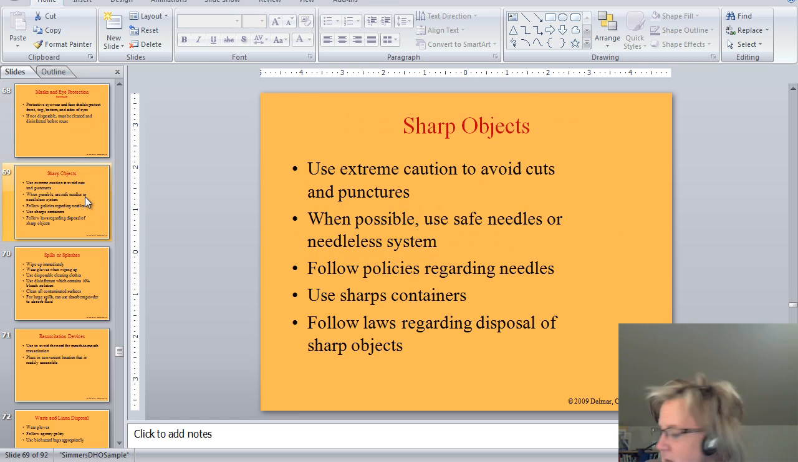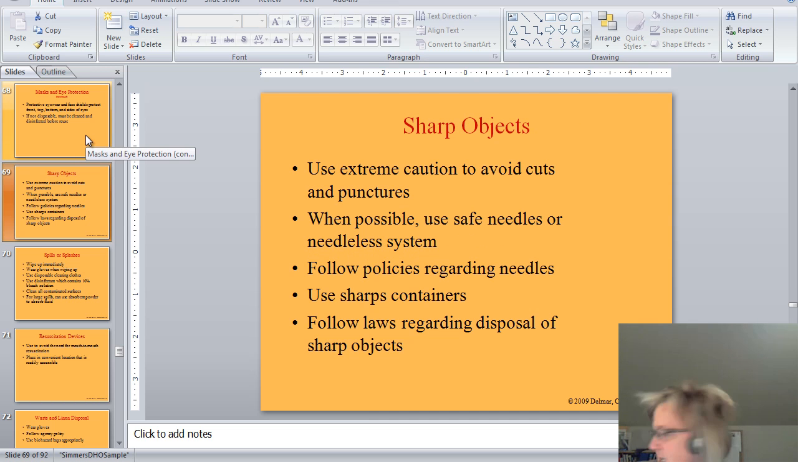Okay. And then I believe we're on 69 right now, talking about sharp objects. And I'll stop right here because I think is that next one spills? All right, I'll do sharp objects.